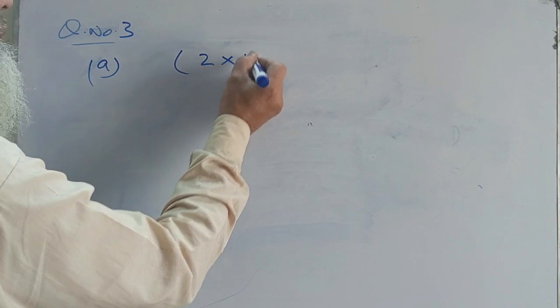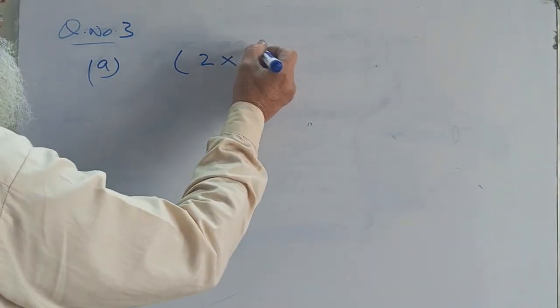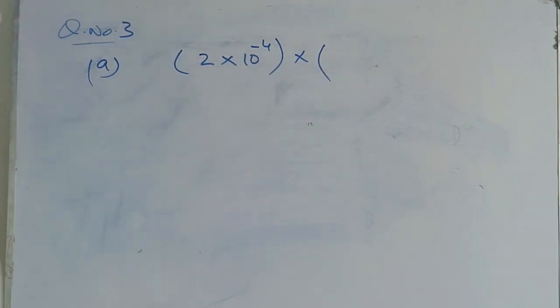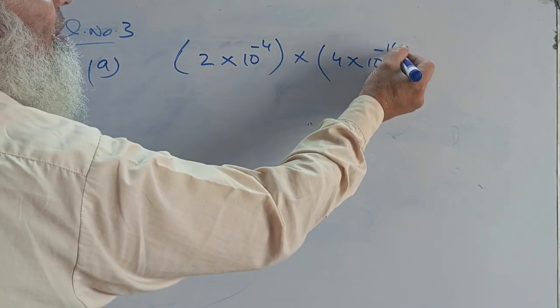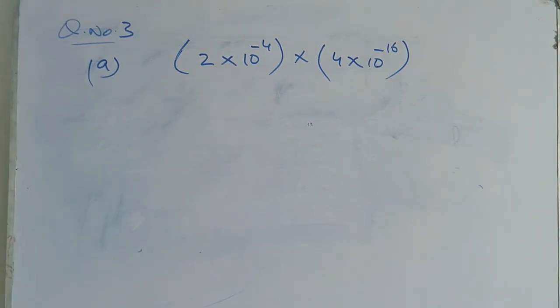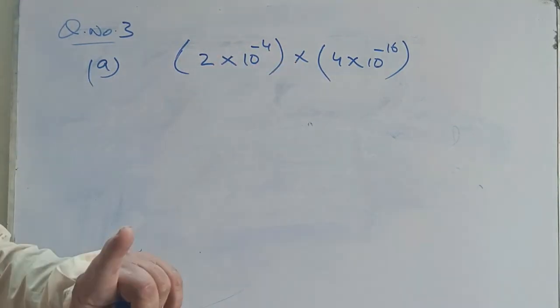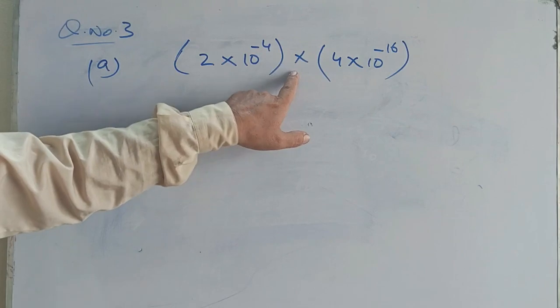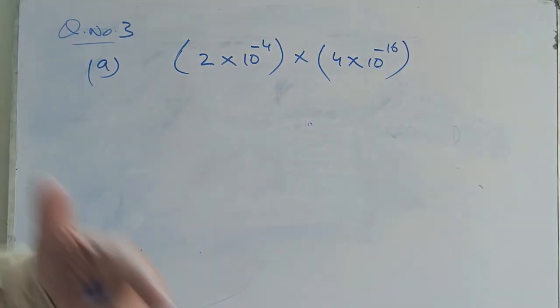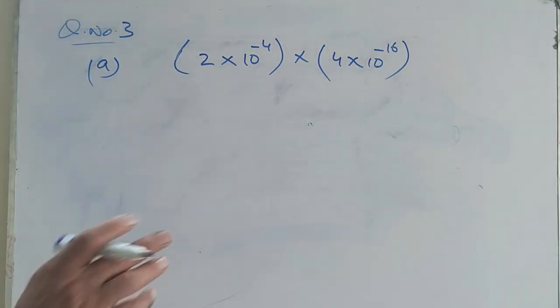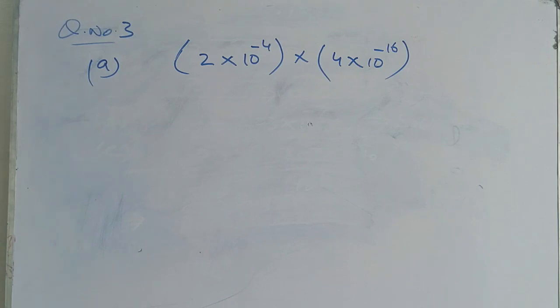2 multiplied by 10 raised to power minus 4, and then multiplied by 4 multiplied by 10 raised to power minus 16. So what I told you, the format: just go for the multiplication. When there is a multiplication sign or division sign, go for whatsoever is written. If it is multiplication, go for multiplication. If it is division, go for division, but don't go for addition or subtraction first, because addition and subtraction will give you a wrong answer if you go direct.